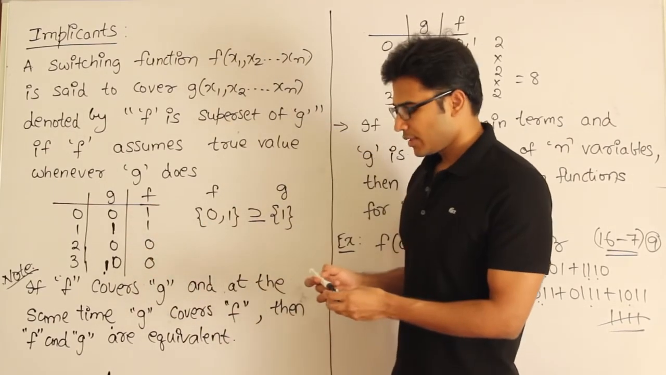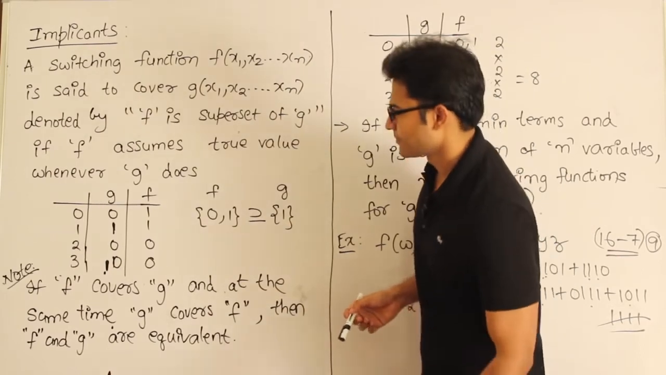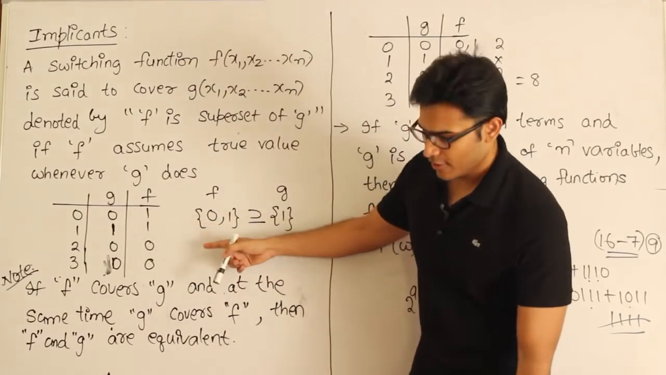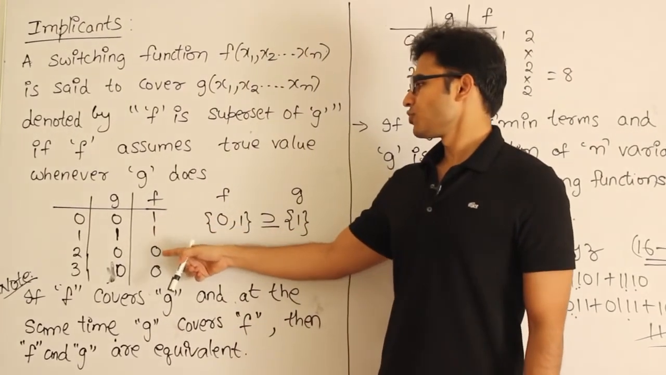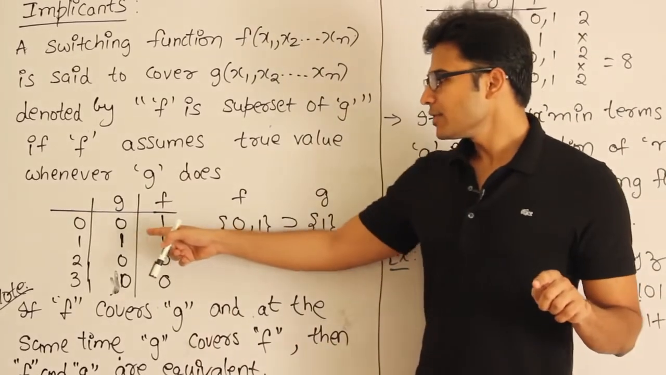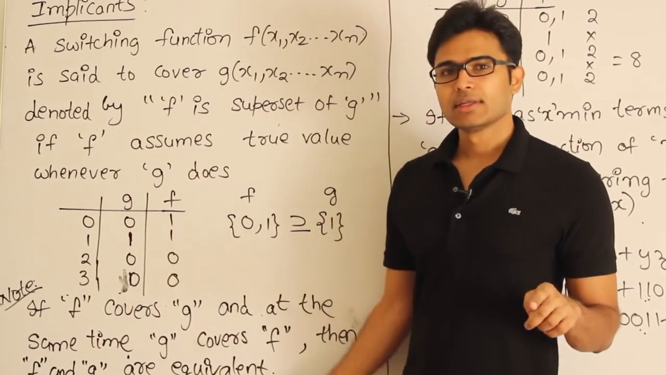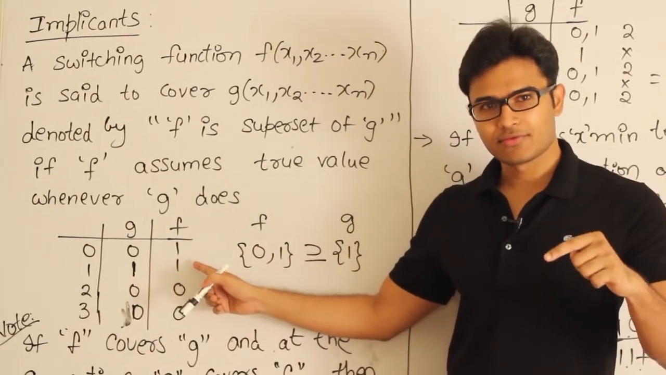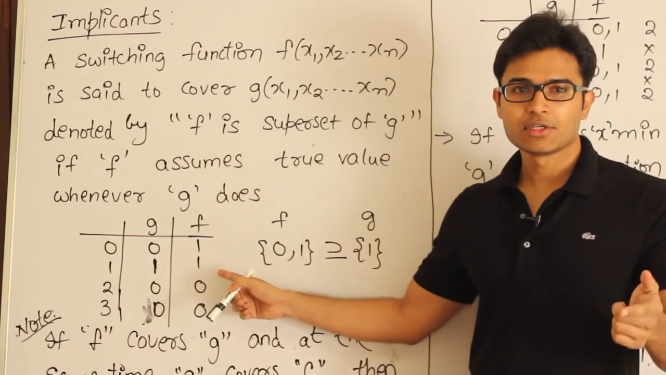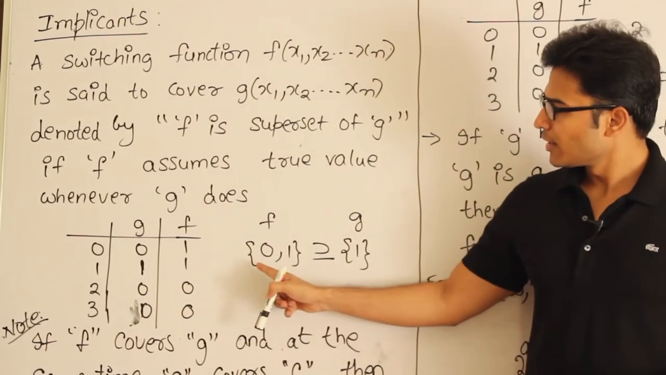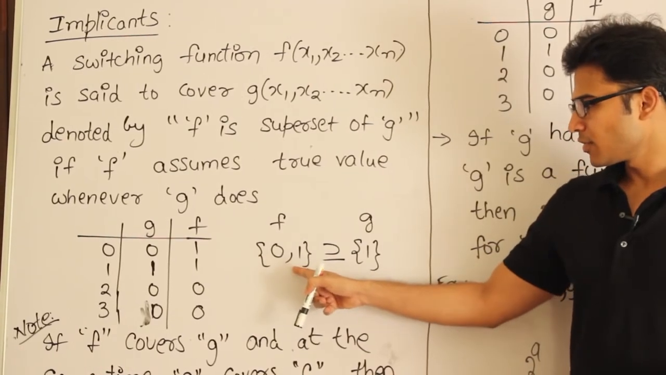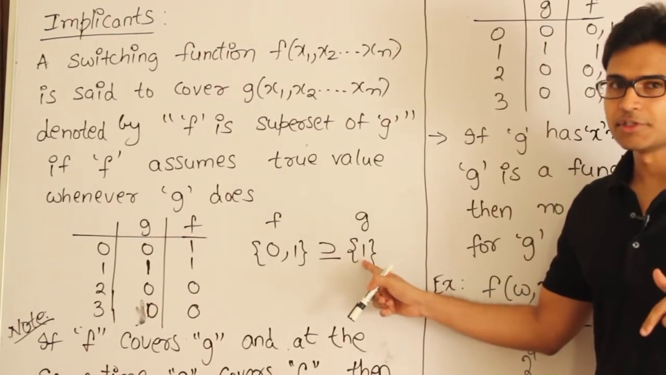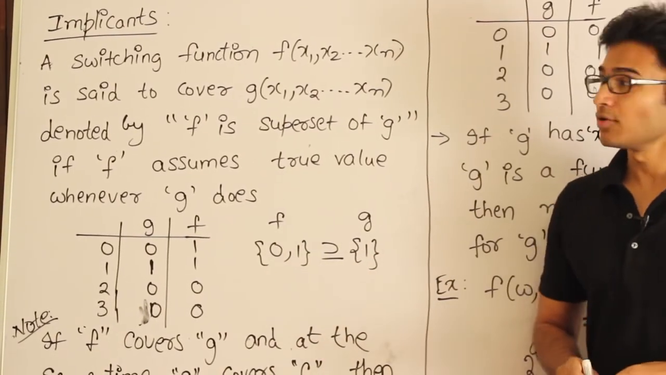Now, look at the way f is defined. f has 1, 1 here and 0, 0 here. So whenever g is 1, f is 1. You can say that f is covering g, which means all the minterms present in g are already present in f. f contains the minterms 0 and 1, and g contains only the minterm 1, which means whatever minterms are present in g are already present in f. That is the meaning of it.